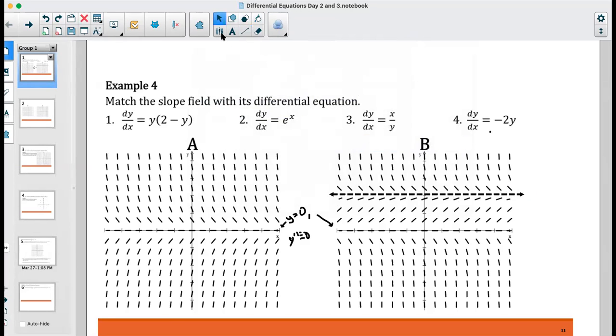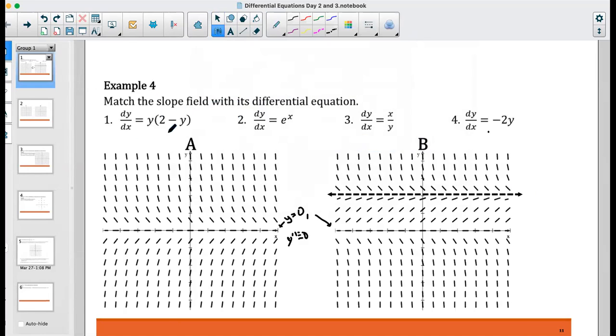Now if I look at the formula for 1 and the formula for 4, which of these is equal to 0 when y is equal to 2 also? If I look when y is 2 in this one, the derivative is -4, which is not 0. So this one, 4, cannot be b. Now if I look at this one, when y is 2, the derivative is also 0, because 2 minus 2 is 0. So b has to go with this one, and a has to go with this one.